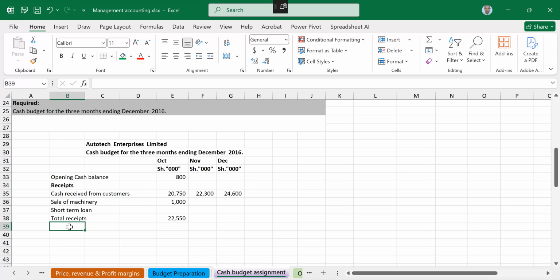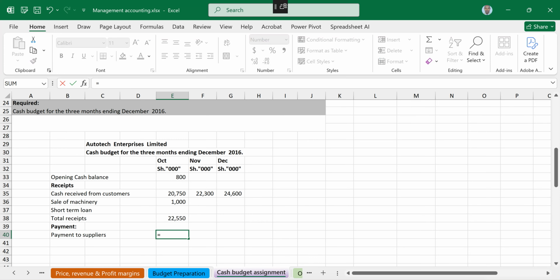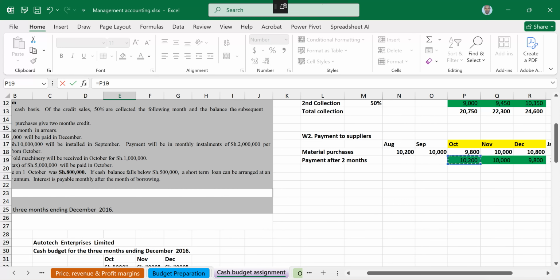Payment. Start with payment to suppliers. Equal sign and pick the payment above, the 10,200, the one that had been completed in our working. Drag across, payment to supplier.